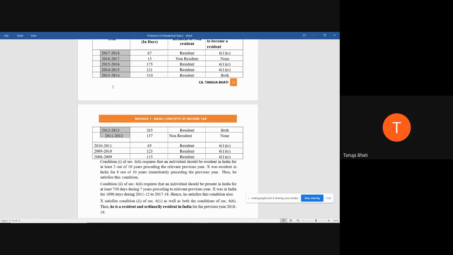So since he is satisfying both the additional conditions, what does he become? He becomes a resident and ordinarily resident in India. So let us see the solution.